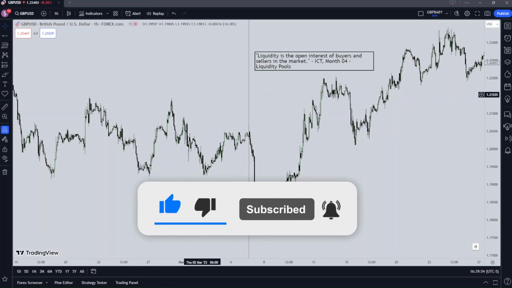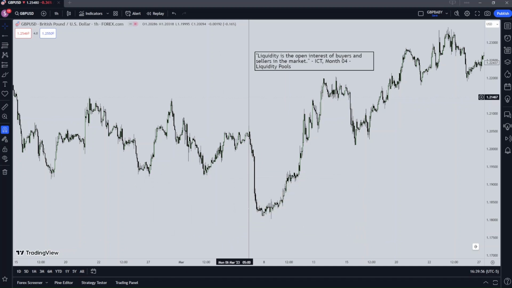So today we're going to be looking at liquidity. Liquidity is one of those buzzwords that get thrown around the forex and trading space quite a lot. And I can understand how it can cause quite a lot of confusion amongst traders. But we are going to be looking at it in terms of ICT concepts, as that is what I trade. And yeah, we're going to get straight into things.